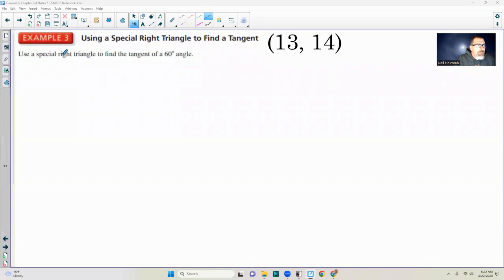Okay, example 3 says to use a special right triangle to find the tangent of a 60-degree angle. So the first thing I'm going to do is point out to you that they said to use a special right triangle. This is chapter 9.2. We just did this. Okay, so the first thing I'm going to do is I'm going to draw a diagram. You should always draw diagrams when they aren't given.